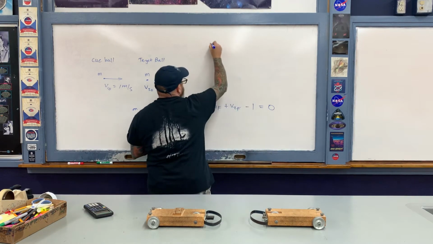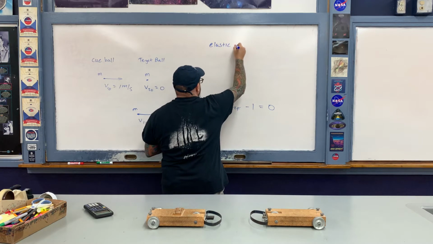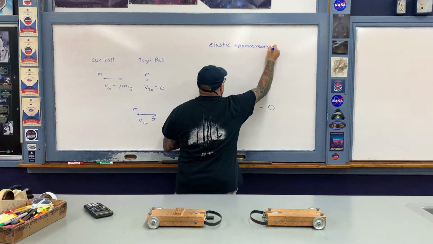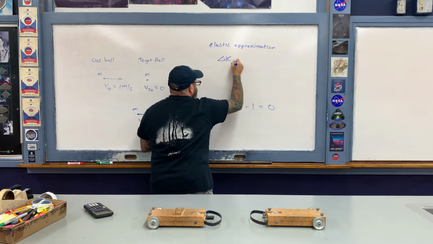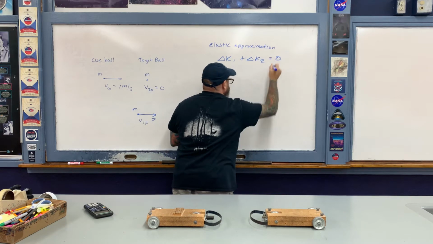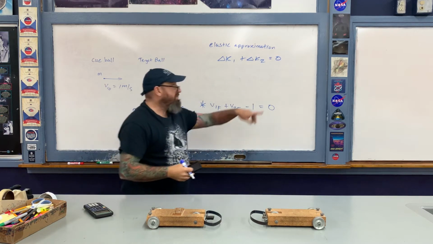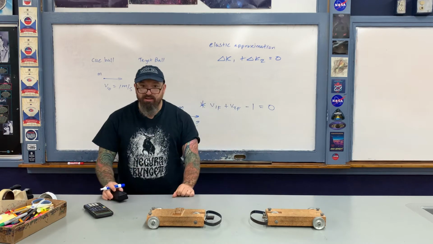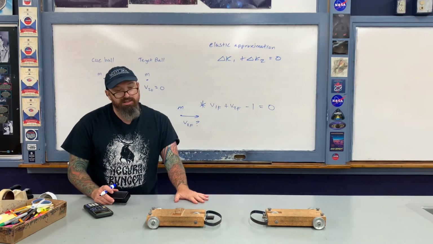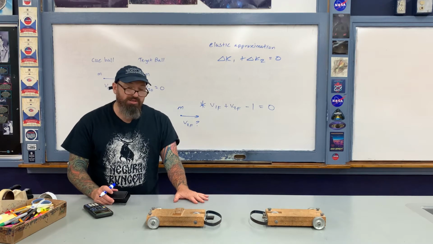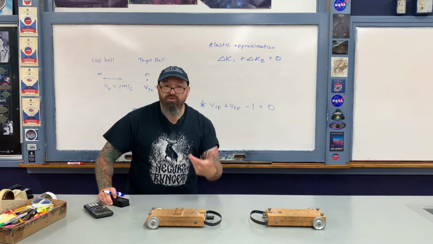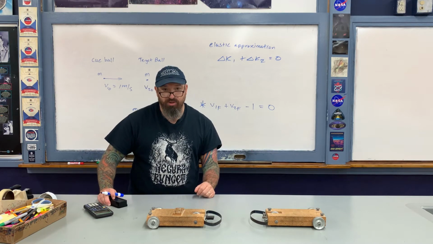So this is known as the elastic approximation. The change in kinetic energy of the cue ball plus the change in the kinetic energy of the target ball is equal to 0. Now in reality, it's not equal to 0. In reality, there is a little bit of energy lost as heat, but we're considering once again the heat loss to be negligible. So this expression is an approximation. As we'll see when I demonstrate this in a few minutes, it's a reasonable approximation to make in this problem.